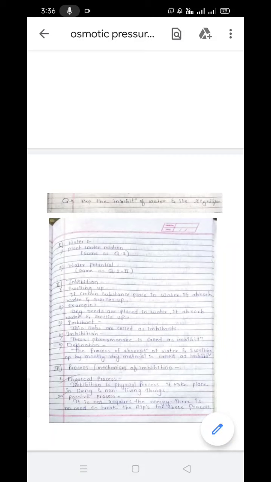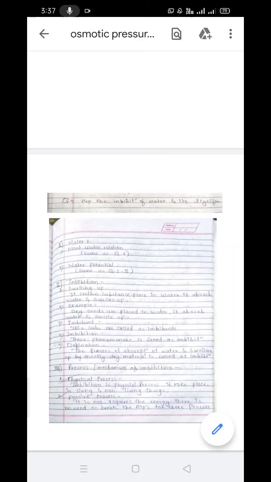These water molecules are bipolar, neutral, having the pH 7. So write down some characteristics of this water. Then about the water potential. So what is the water potential?